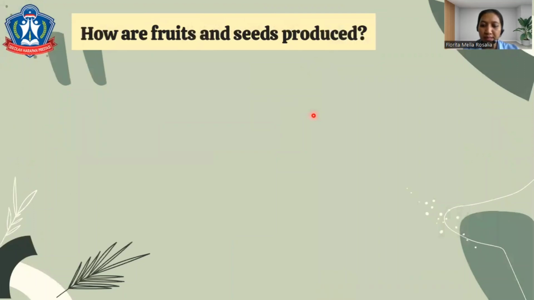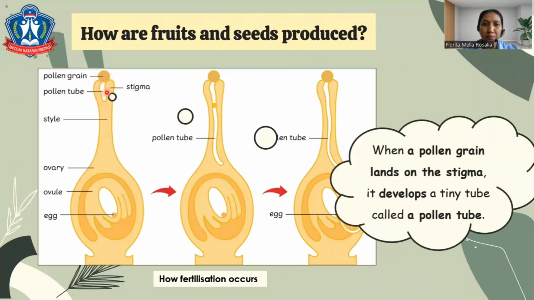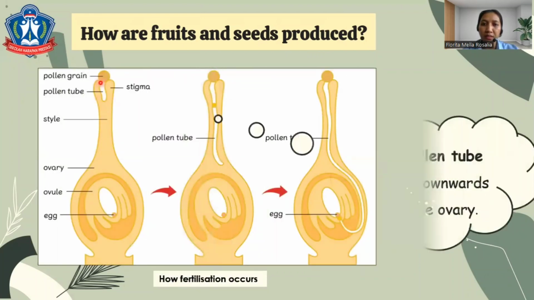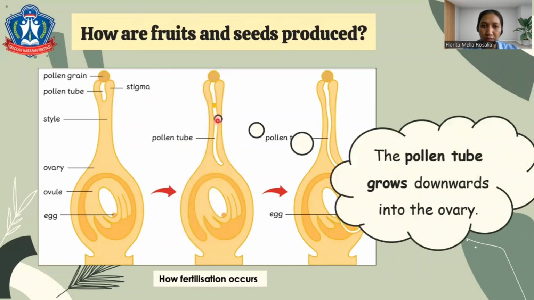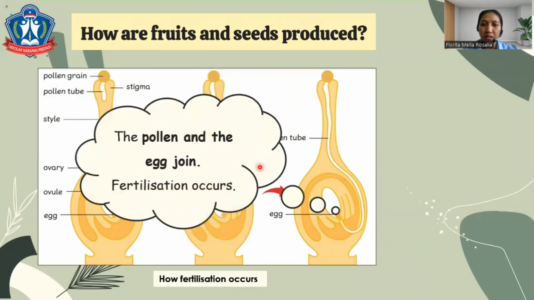And how are fruits and seeds produced? If you see the diagram here, how fertilization occurs. The first one we have here is the pollen. The pollen grain lands on the stigma and it develops into a tiny tube. So we call it a pollen tube. And then here, the pollen tube grows downwards into the ovary. And then the pollen here joins with the egg and fertilization occurs.